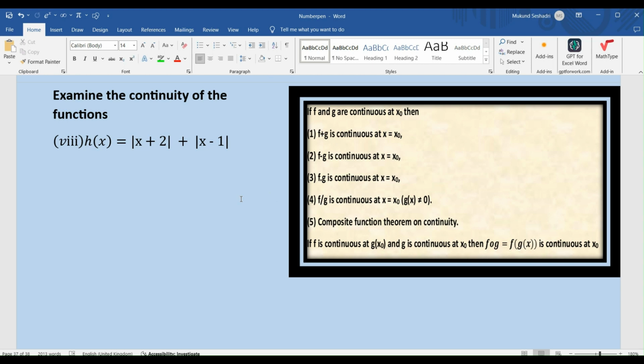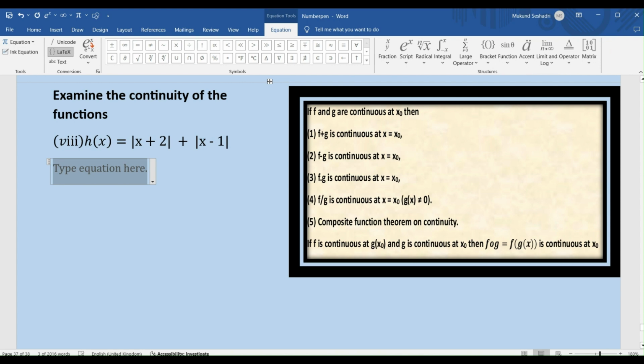So we have the problem on our screen. Examine the continuity of the function h of x equals mod of x plus 2 plus mod of x minus 1, right? So this is a sum of two mod functions.